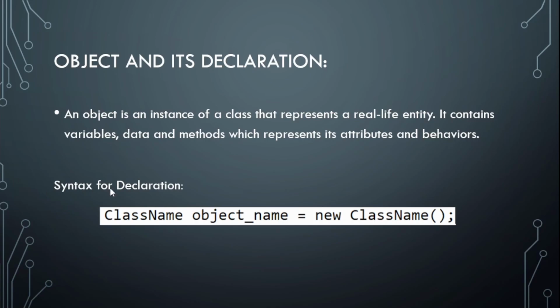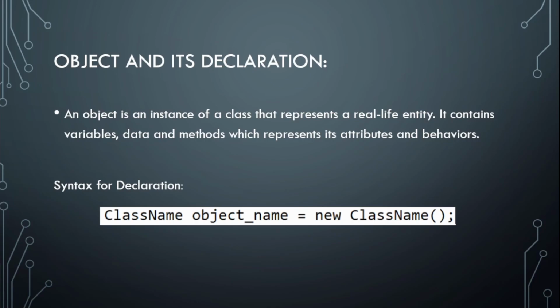So how do we declare this object? As we have over here, this is the syntax. The class name: we take the name of the class that we want to declare an object of. Then we follow it with the object name. This object name can be anything. It could be obj, it could be whatever you want to call it. I'll show you an example in a few moments.